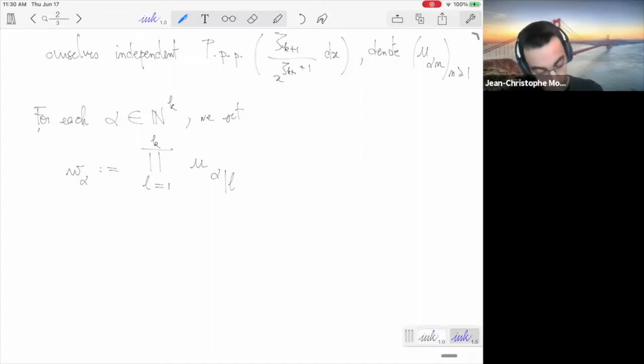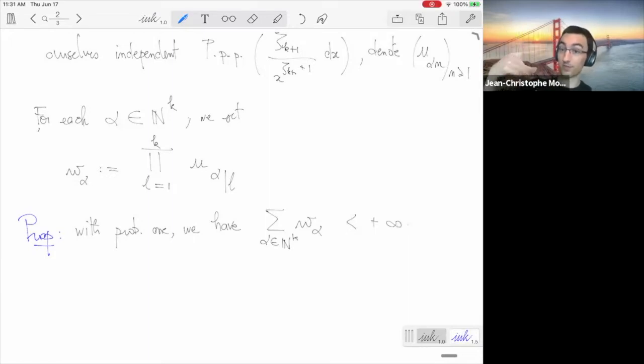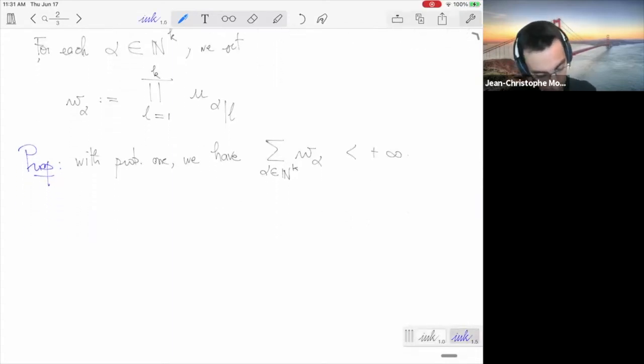Let me state a proposition first. With probability 1, we have that the sum of these weights on the leaves is finite. Okay, so that's reassuring, because I want to make this family W alpha become a probability measure. So at least they sum to something finite, so indeed I can divide by this number.